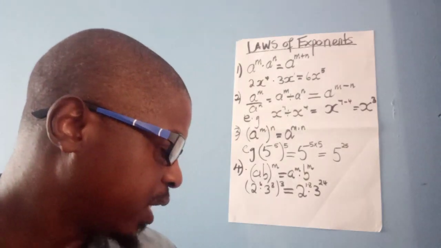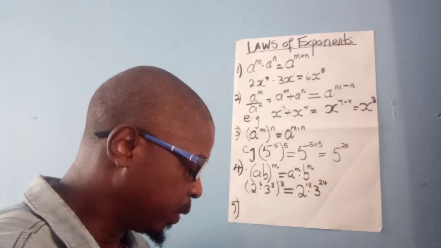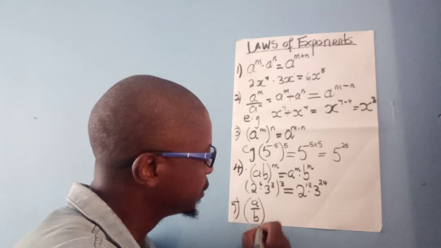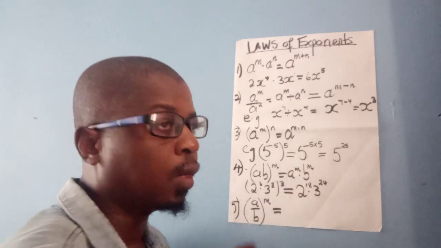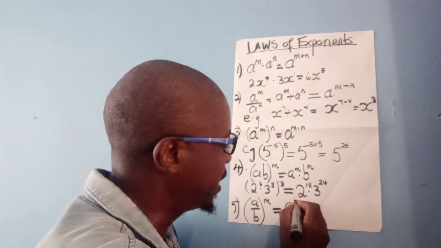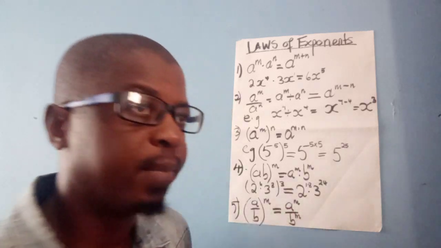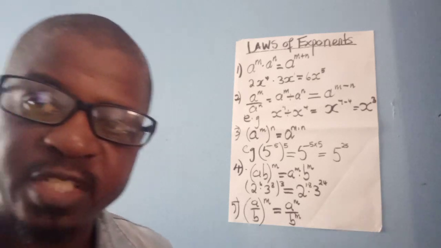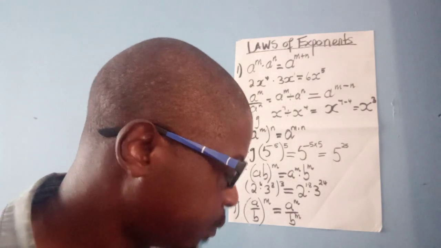And this takes us to the next law of indices, which says a over b, all to the power of m. What does this give us? It gives us a to the power of m over b to the power of m as well. You see, with my very little space, let me just try and squeeze in an example.